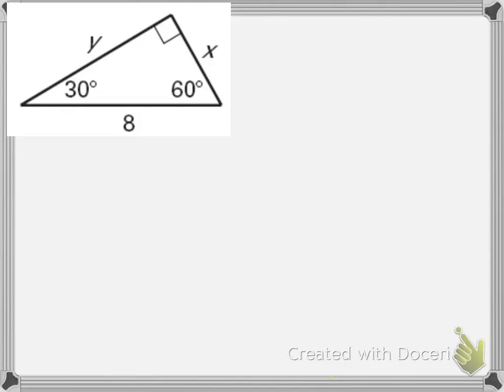Okay, this is example 3, part 1. Remember, we have our two rules: 30, 60, 90 and 45, 45, 90. You've got those rules there, so I'm going to just use them here. In this triangle, part 1 of example 3, it's a 30, 60, 90.